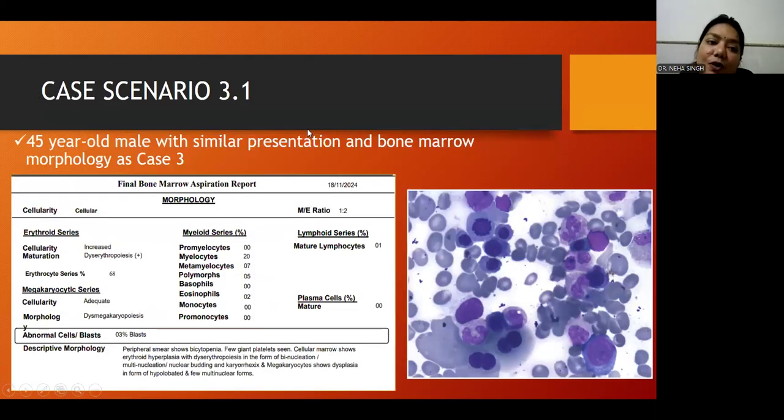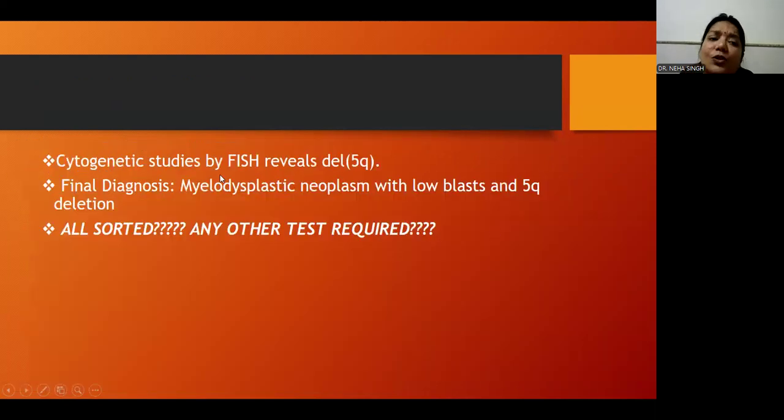But now we move to a different case scenario where you have again bicytopenia and multilineage dysplasia, this time involving the erythroid lineage and megakaryocytes. You can see the binucleated erythroid and karyorrhexis in the background. This time your cytogenetics shows deletion 5q. Final diagnosis on the basis of findings till now was MDS with low blast and 5q deletion.